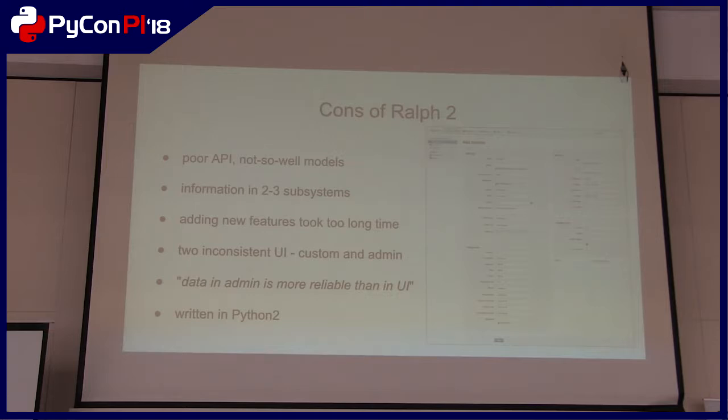Adding new features took us a really long time. We had 2 inconsistent user interfaces. One, our custom-made interface, and the second one, the Django admin interface. But the truth was that everybody in the company had access to the admin interface, and some of our administrators told us that they were working on admin because data in admin was more reliable than in the user interface. But of course it was the same data stored in the same database table, only presented in different ways.